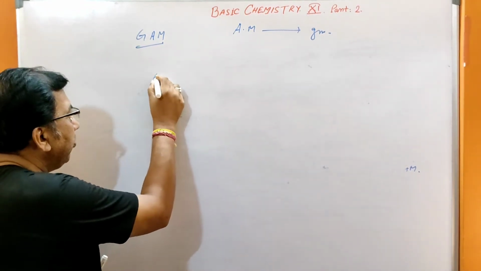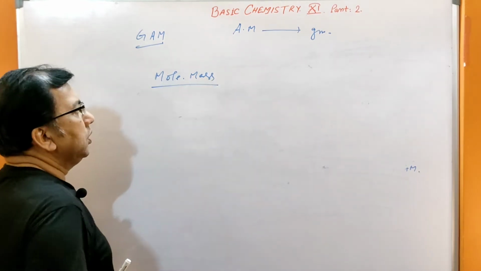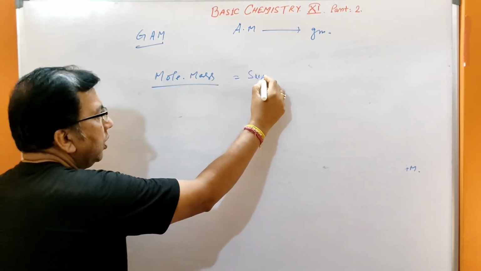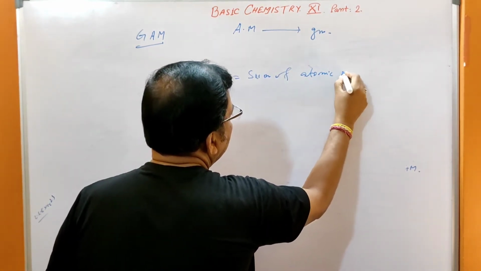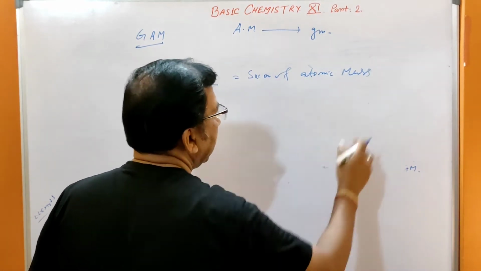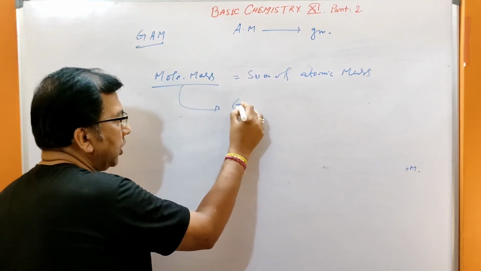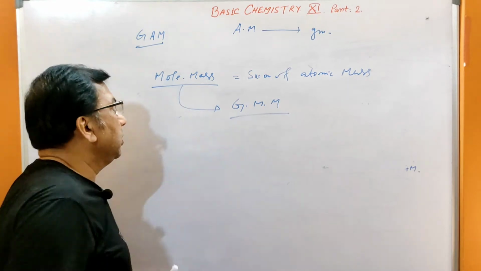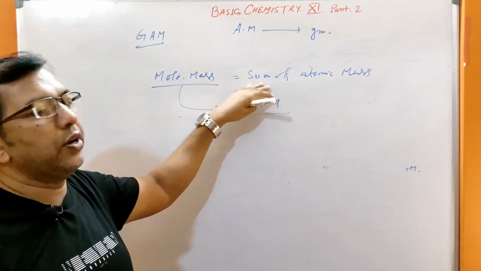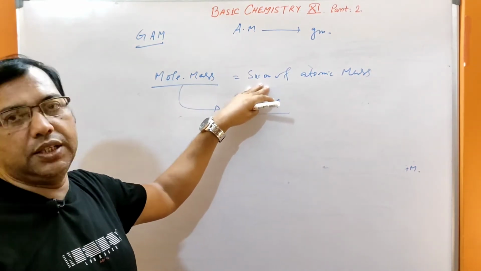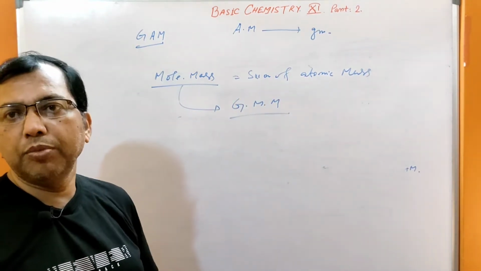The sum of the atomic masses of the molecule, and when it is converted into gram, is the gram molecular mass. Clear? तो molecular mass में कितना atom है, एक मॉलिक्यूल के अंदर कितना atom है, उनका जो mass होगा उसका sum करो, उसका molecular mass निकल जाएगा.